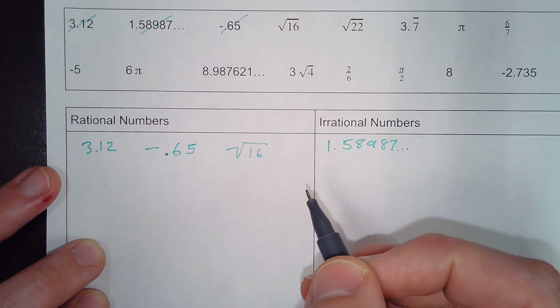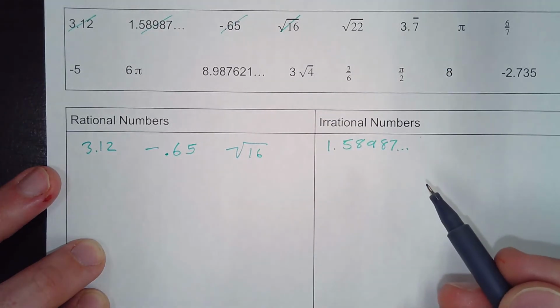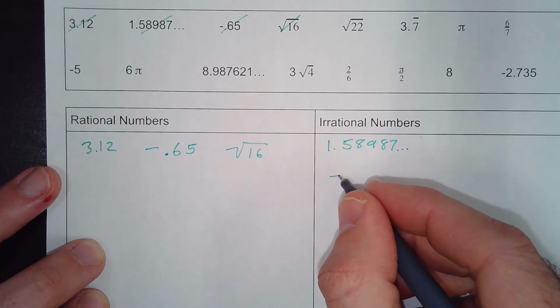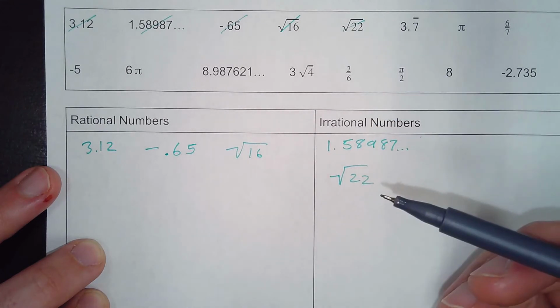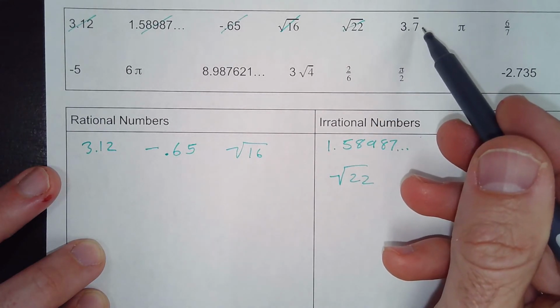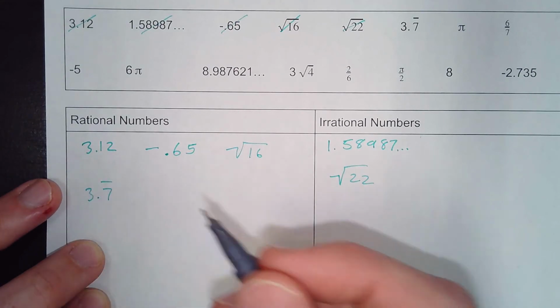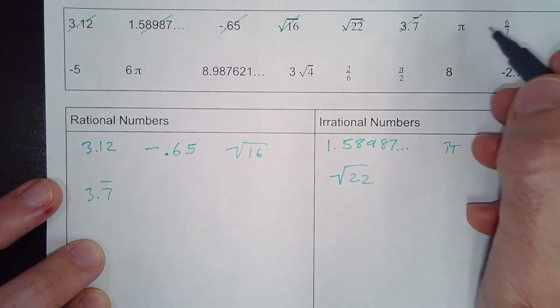It's not all square roots. It's only imperfect square roots. Square root of 22, is that a perfect square? Nope. So that's irrational. Now this number goes on forever, but it's repeating, so we would call that a rational number. Pi, we just know, is irrational.